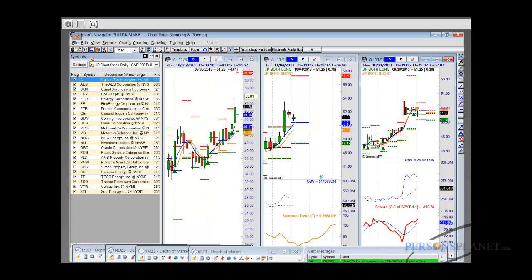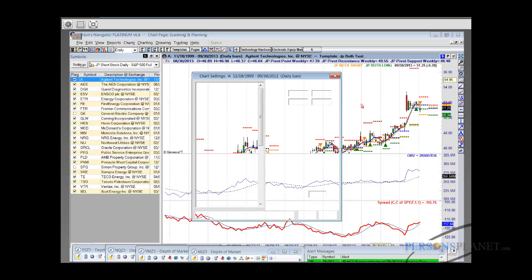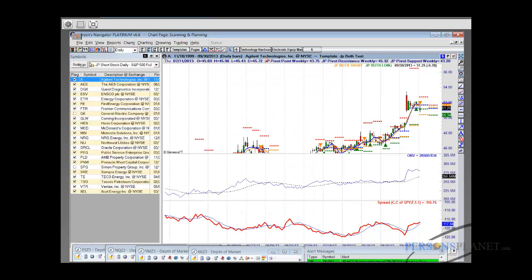The screen to your left is our scanning list that was populated. At the end of every night, we look for scans that, in this case, say JP Short Stock Daily in the S&P 500. These are all the stocks that generated a PPS sell signal in the S&P 500. Now, for the pivots that you see here, we have weekly pivots overlaid, so we have daily charts with weekly pivots.